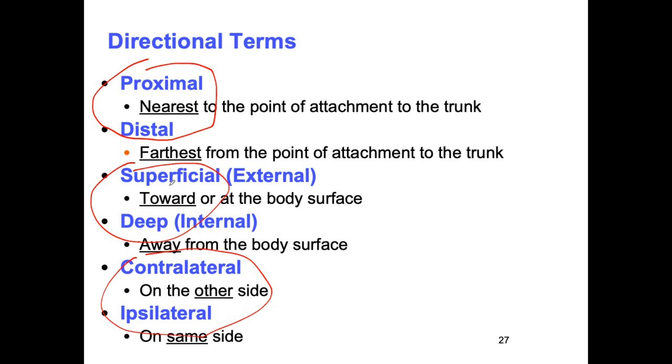It'll be easier. Superficial and deep. Superficial is when you're towards the external surface of the body, and deep is when you're moving deeper into the body, away from the external surface. Contralateral and ipsilateral, I'll give you an example. If a patient hurts their right shoulder and their ipsilateral wrist, then it's their right shoulder and right wrist. If the patient trips and falls and breaks their right wrist and the contralateral ankle, then it's the right wrist and left ankle.